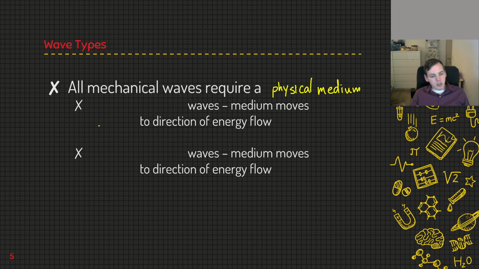Now, there's two types of waves. These aren't necessarily required. These are, for all waves, they're not just mechanical, but we're talking about mechanical at the moment. First are transverse waves. And this is where the medium moves perpendicular to the direction of the energy flow. We'll talk about what that means in a second.